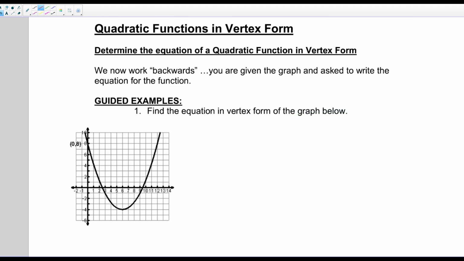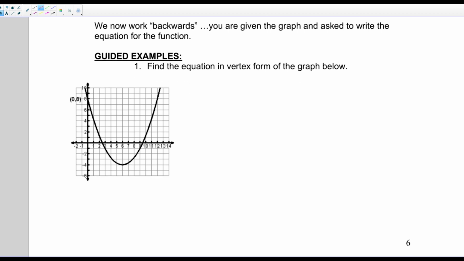So in this section, we're going to try to figure out the equation of a quadratic function in vertex form if we are first given the graph. So in the first example here, we're going to go ahead and identify the vertex, which in this case is going to be 6, -4. So 6, -4. That means for us, p is equal to 6 and q is equal to -4.